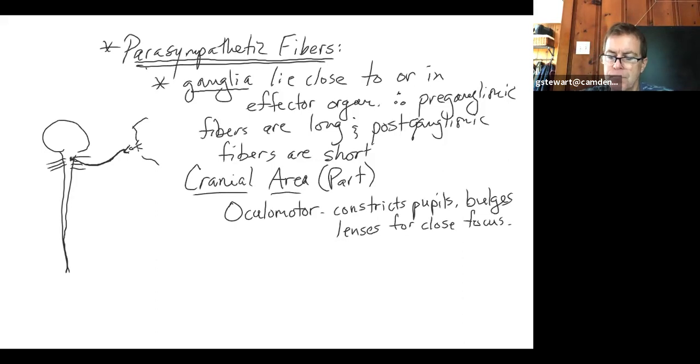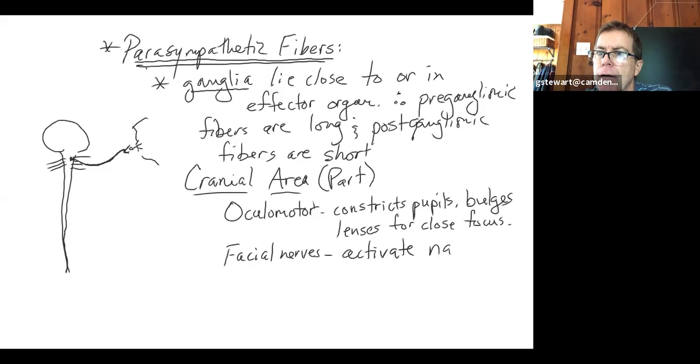The facial nerves, these are cranial nerves, by the way. The facial nerves activate mostly glands in the face region in the head. So I'm just going to list them. Activate nasal, some salivary, and lacrimal glands. Those are tear ducts.